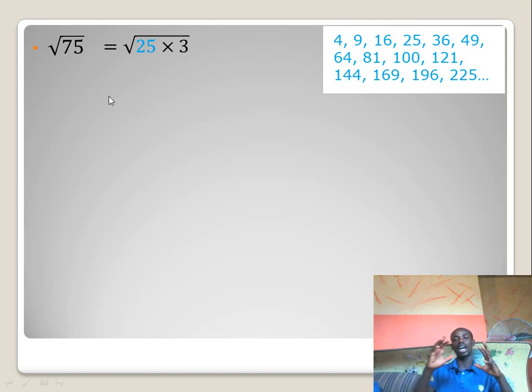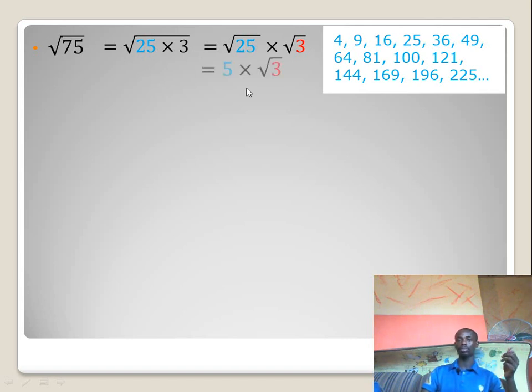So what I've just done is that I have only split 75, or expressed 75 as a product of 25 and 3. Next, I will split this root. Root of 25 multiplied by 3 is the same as root 25 multiplied by root 3. Now, from root 25, I am able to get 5. When I simplify, root 25 is 5. So that's the essence of coming here and picking a factor of 75, whereby I can express 75 as a product of it. 5 now multiplied by root 3.